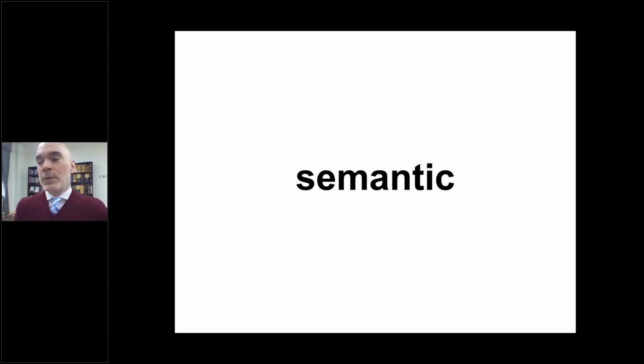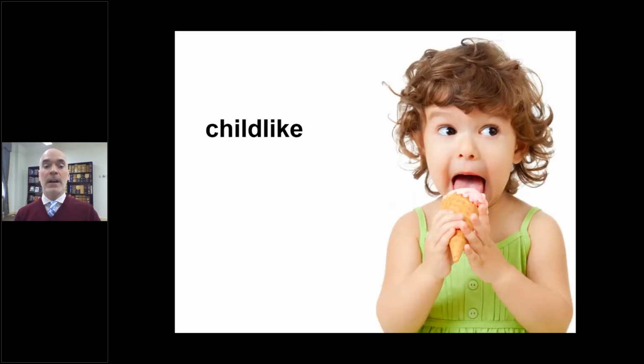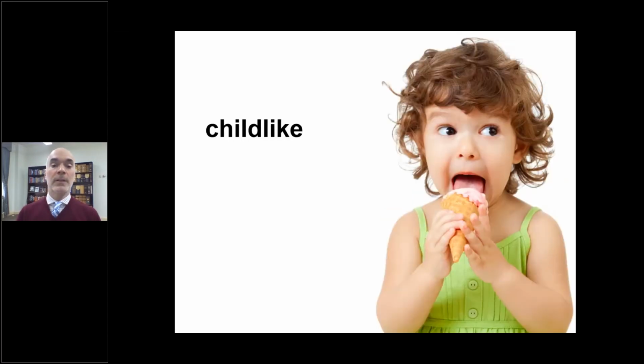But getting back to usage, there's another thing to discuss, which is semantics, the meanings of words. How are words used to carry meaning? And of course, this is the most basic function of a dictionary. So for example, a word like childish has negative connotations, and yet a word like childlike has very positive connotations. So semantically, they are similar, but there are important differences between the way these two words are used: one in a negative way, and one in a positive way.